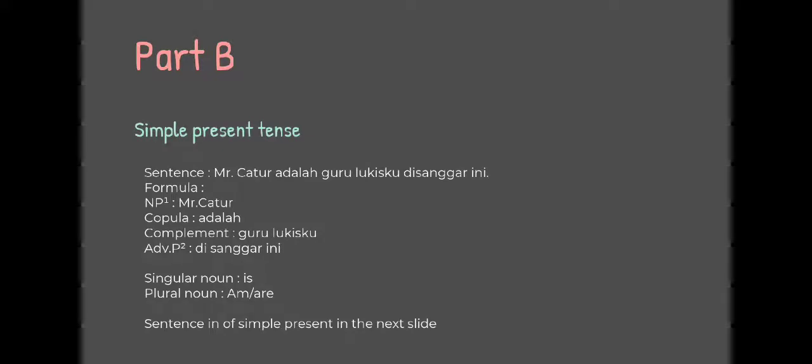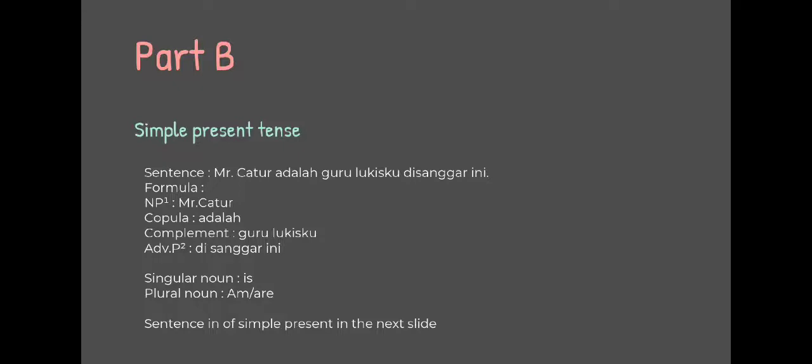Okay, we're going to part B. In part B, we still have the simple present tense. But here there is a difference between the simple present tense from part A and part B, because the simple present tense in this part has a copula and complement. If you don't know what a copula is, it is a connecting word for the subject and complement. And the complement is to describe something, the status of the subject or object.